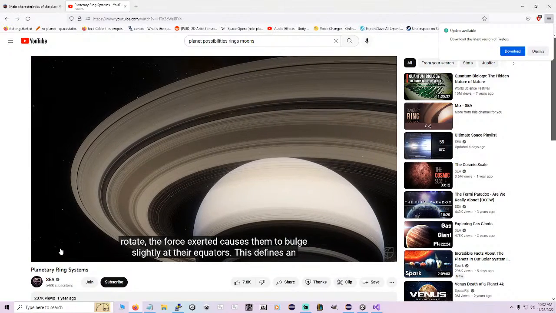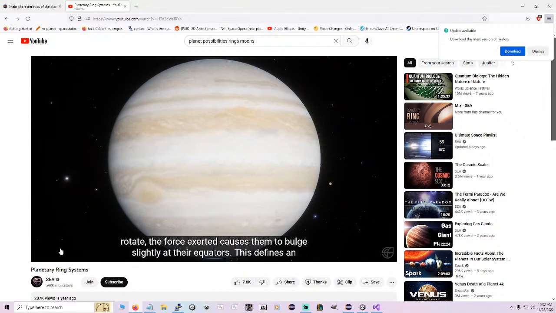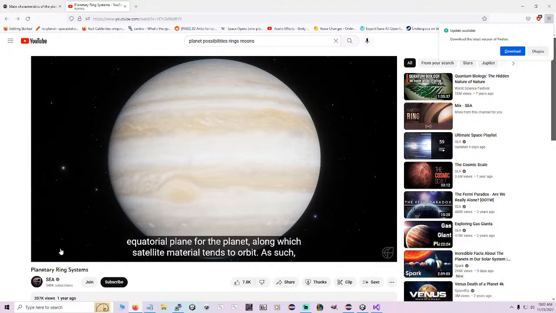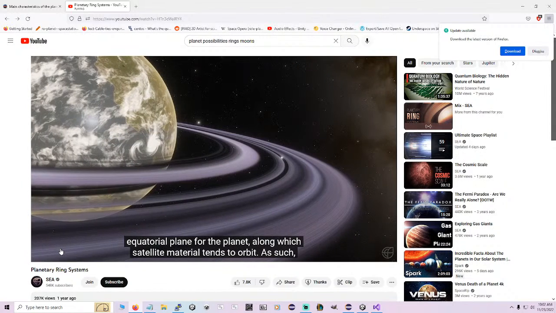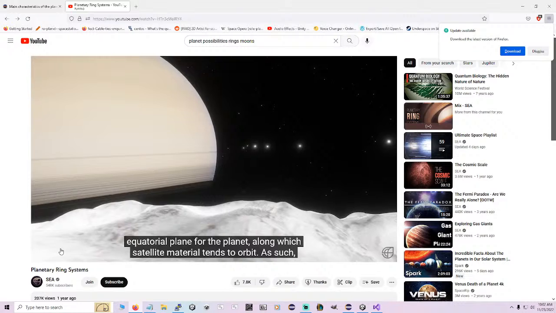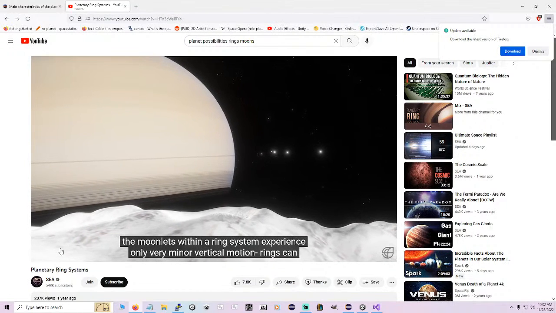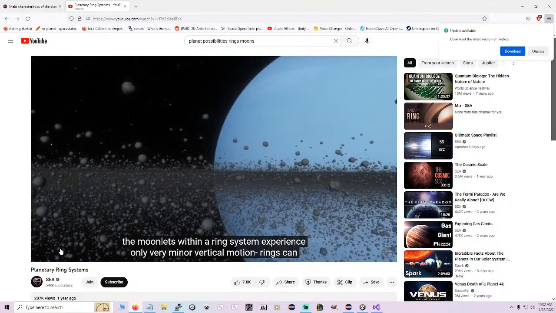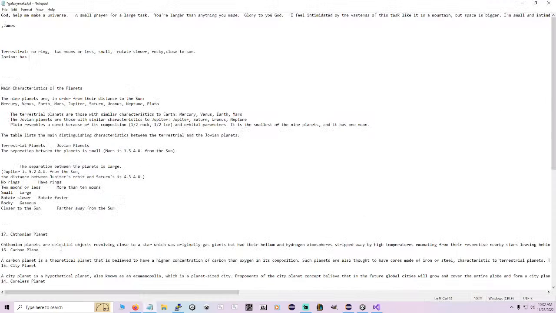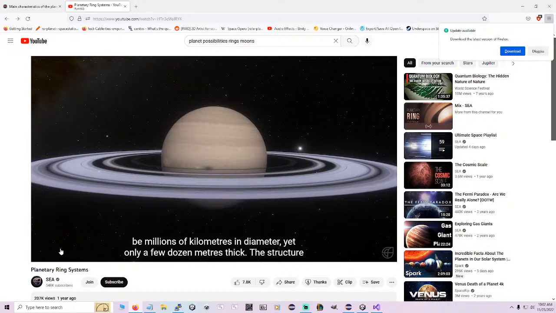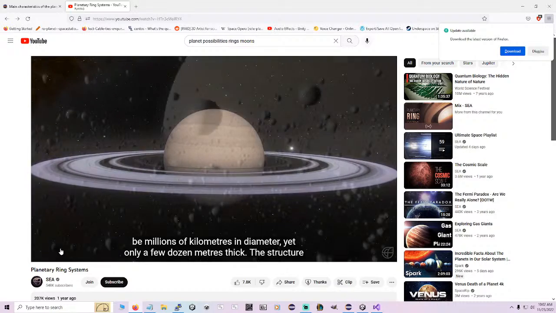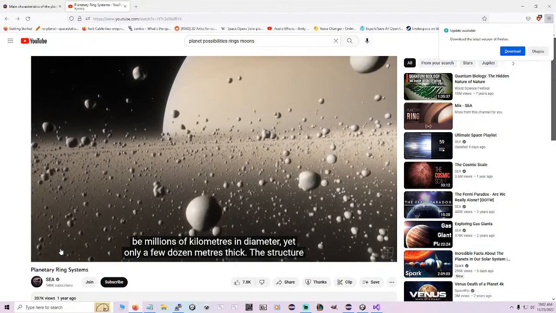As planets rotate, the force exerted causes them to bulge slightly at their equators. This defines an equatorial plane for the planet, along which satellite material tends to orbit. As such, the moonlets within a ring system experience only very minor vertical motion. Moonlets, like little micro moons, so basically a bunch of little micro asteroids, can be millions of kilometers in diameter, but only a few dozen meters thick.